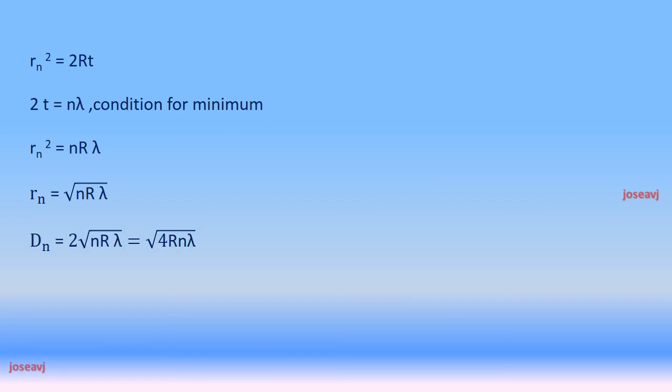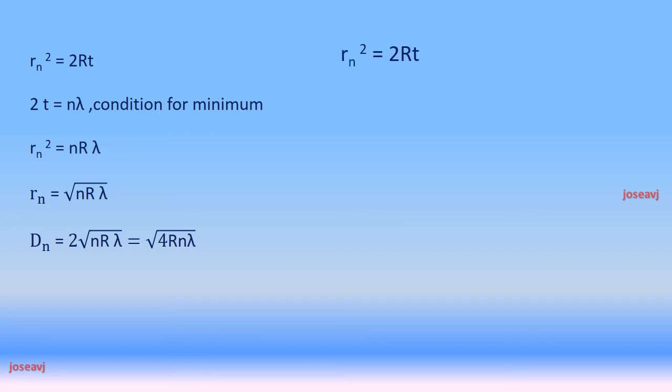Replacing 2t by the minima condition, the minima condition is 2t = nλ. We can write Rn² = nRλ, or Rn = √(nRλ). Diameter is twice the radius. So we can write the expression for the diameter of the nth dark ring as Dn = √(4Rnλ).